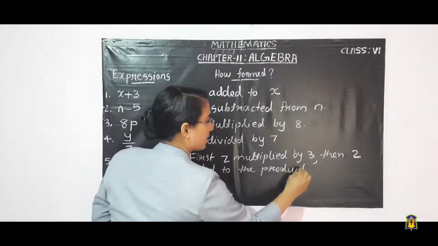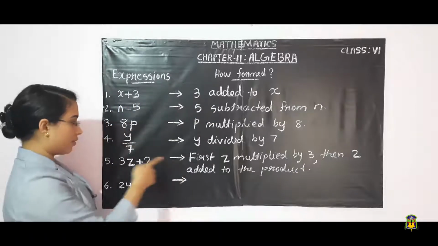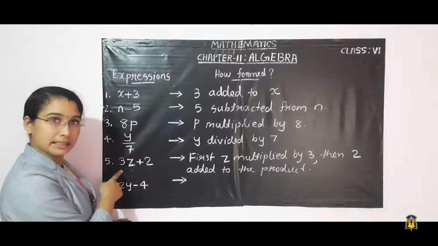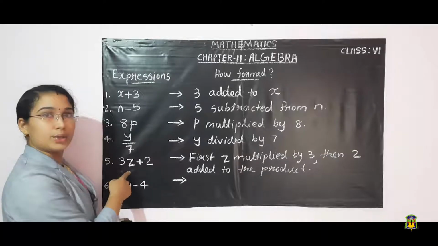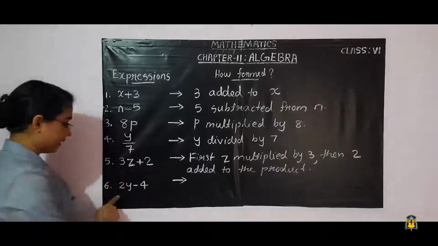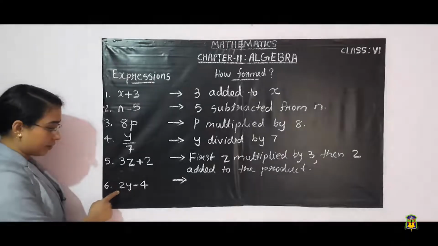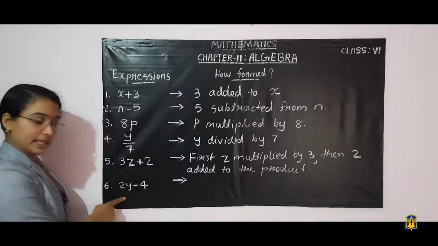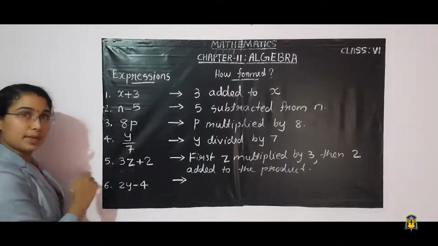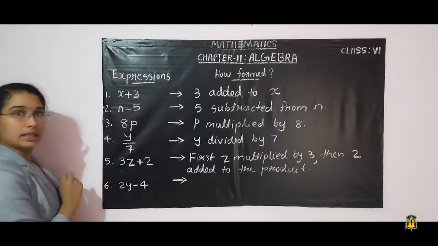Okay, so in this question we have two operations. First you want to write z multiplied by 3, then 2 added to the product. Okay, then the last one, 2y minus 4. Here also 2y is a multiplication. Then minus 4 means 4 subtracted from that product.